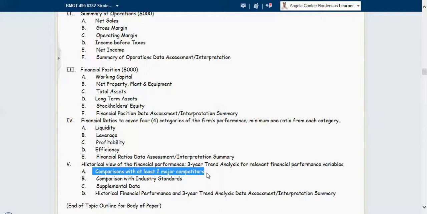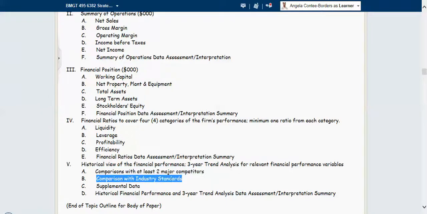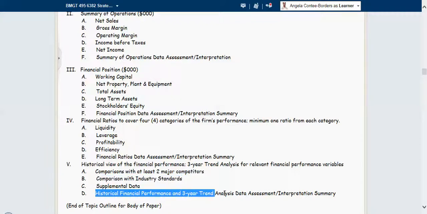What are some of their relevant financial performance measures? I may pick net sales, I may pick working capital and liquidity, and I may compare to say, how is H.H. Gregg doing in comparison to Best Buy and to Amazon? I'll compare it to the industry, the electronics industry, since I'm focused on H.H. Gregg, retail electronics. And if I see any supplemental data that seems important, I may talk to it. And again, you will use that data to then actually write an analysis. What does the data mean?